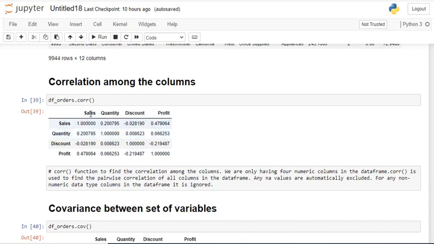Let us see the correlation between quantity and sales. Here, sales and quantity. Actually, if there is a good correlation, the correlation value is 1. So here sales and quantity correlation is only 0.2. And discount and sales, the correlation is minus 0.002, and the correlation between profit and sales is 0.47.